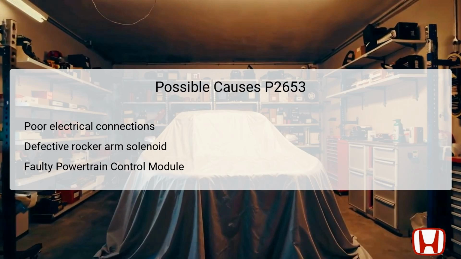Secondly, a defective rocker arm oil control solenoid can lead to low voltage readings, as an internal short or failure can prevent normal operation. Lastly, issues with the powertrain control module, PCM, itself, such as a fault in programming or internal damage, can misinterpret the signals necessary for proper solenoid operation. Each of these potential causes should be methodically checked during diagnostics.